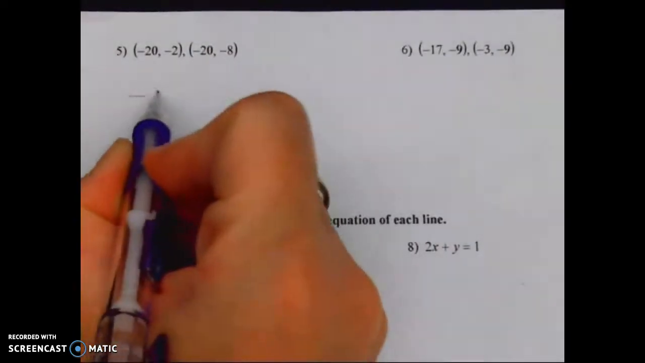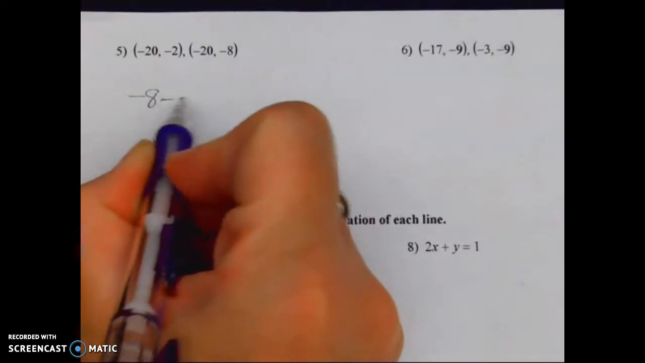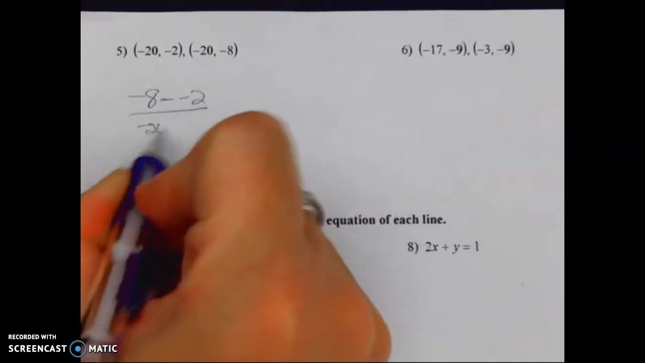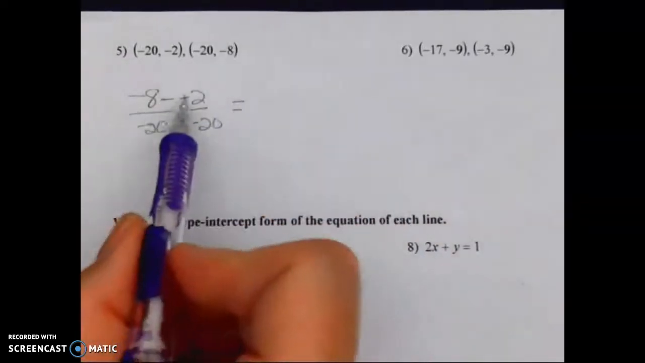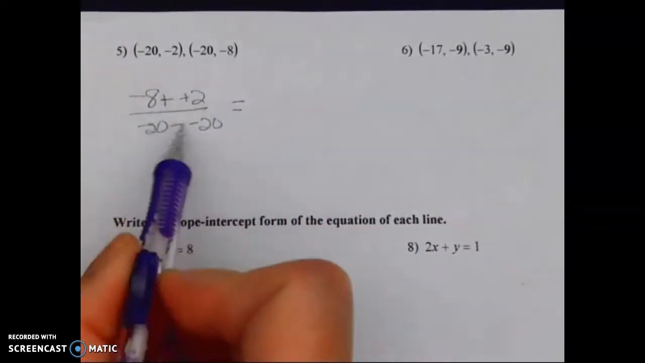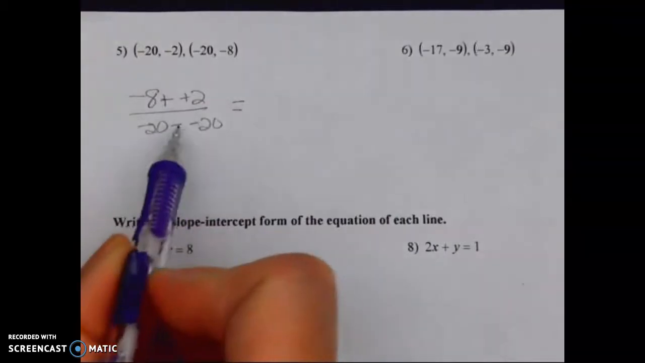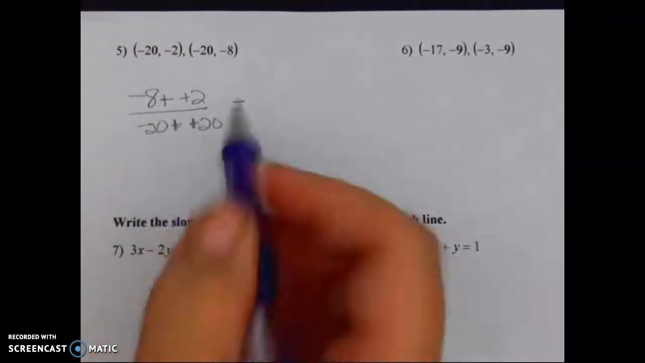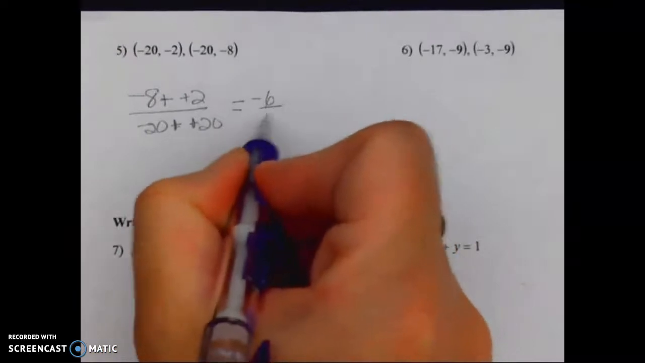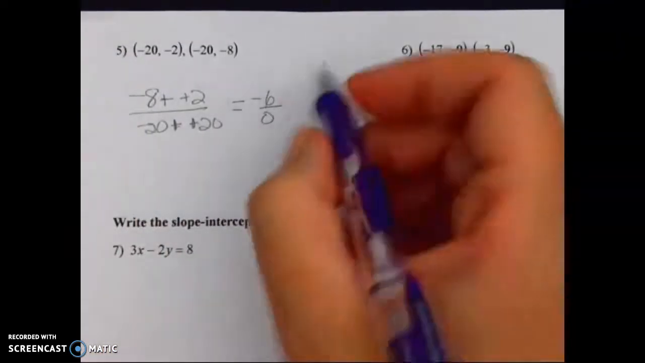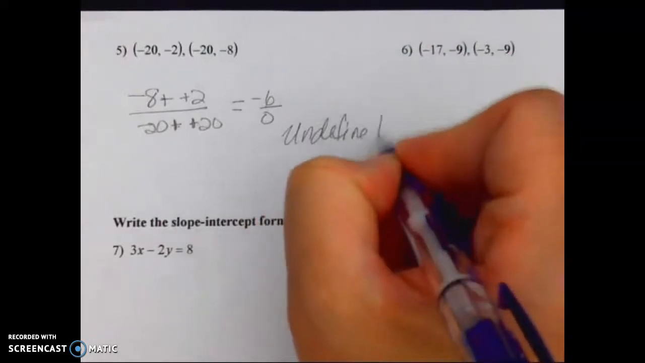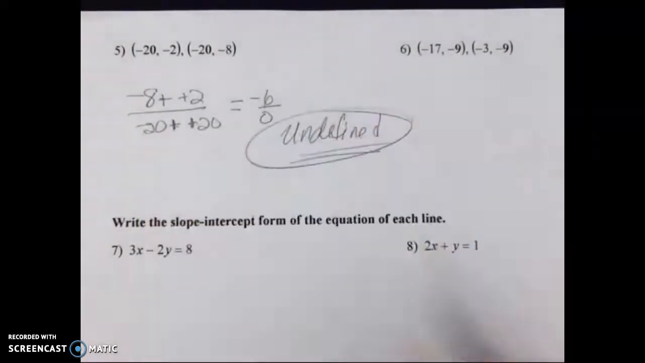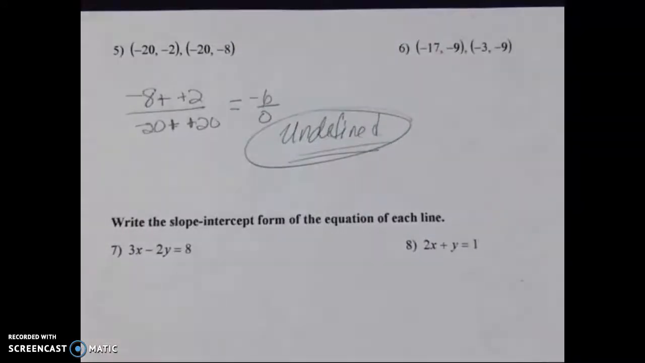Your y values are -8 minus -2, -20 minus -20. Minus a negative means you change them both to positive. Same for these. Two negatives, when they're like that, means that you're adding them. So this is -6 over 0. This is undefined. 0 under the line is undefined.